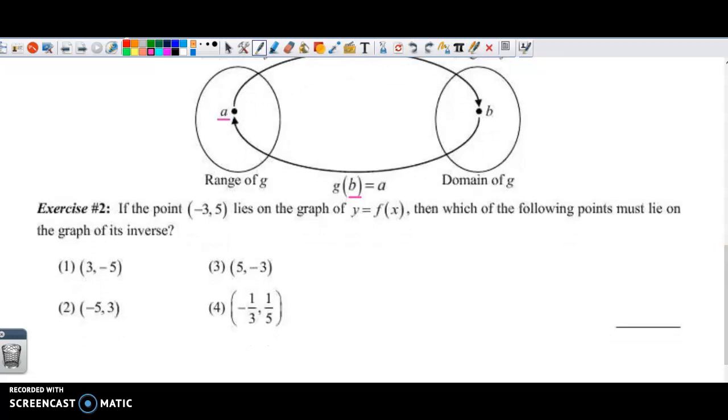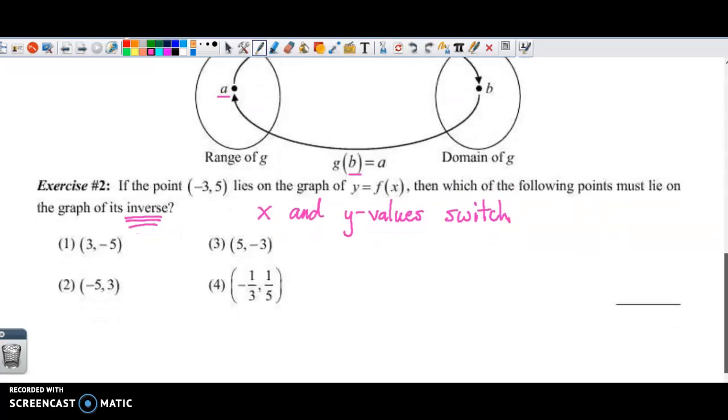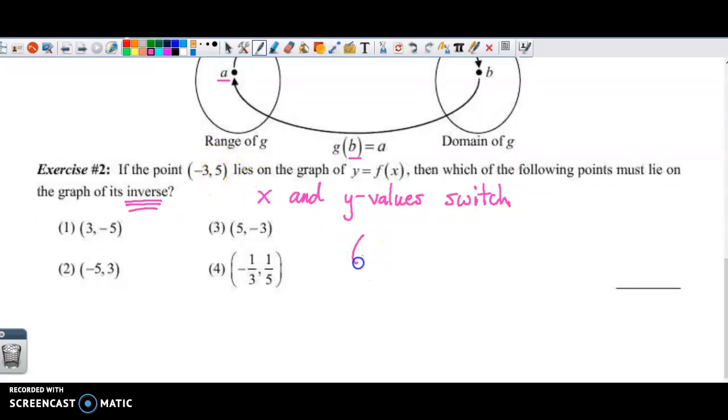So if we were to graph the ordered pair -3, 5, and it lies on the graph of y equals f of x, then what must be a point that's on the inverse? So my quick answer to you would be that with inverses, the x and y values, all they do is switch. You don't change the signs, you don't do anything. So then, let me just put it this way, -3, 5 will become 5, -3. You switch the order. That's it. So that corresponds to option 3.